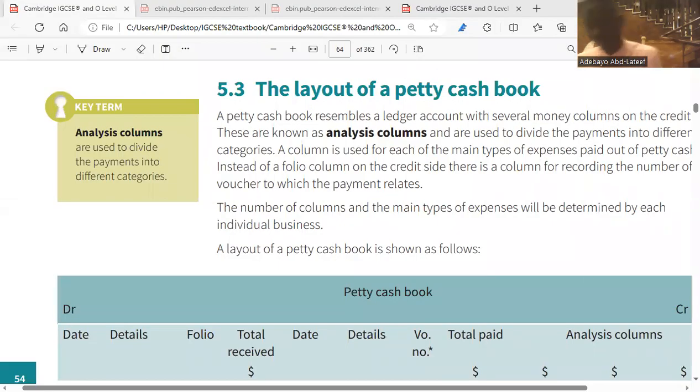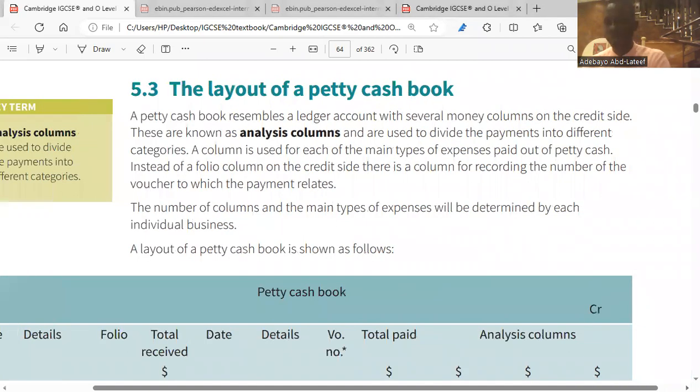All right, so the layout of a petty cash book. I said a petty cash book resembles a ledger account with several money columns on the credit side. These are known as the analysis columns. When you are maintaining the petty cash book, it's always on one side, the credit side, because we are paying. Every now and then, you pay through the petty cash book. Do you get the point?